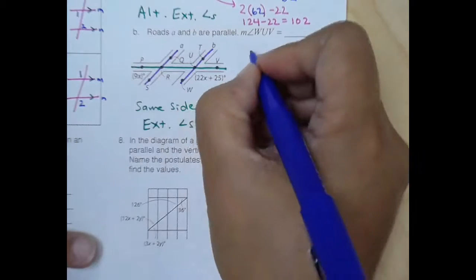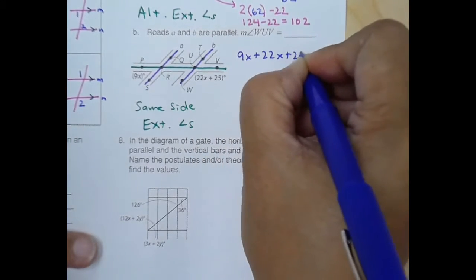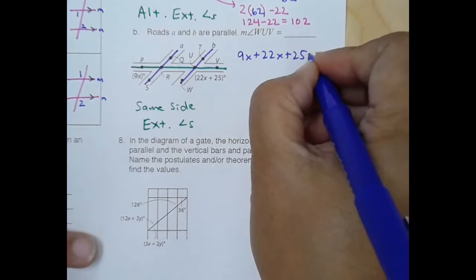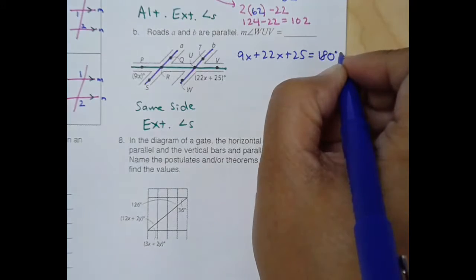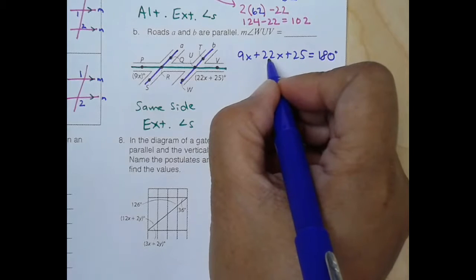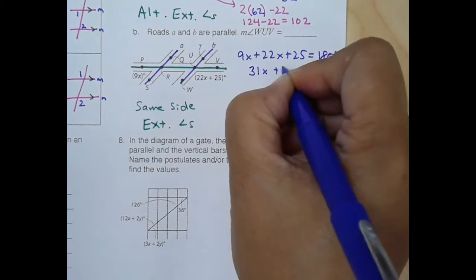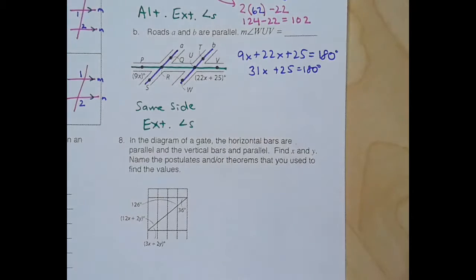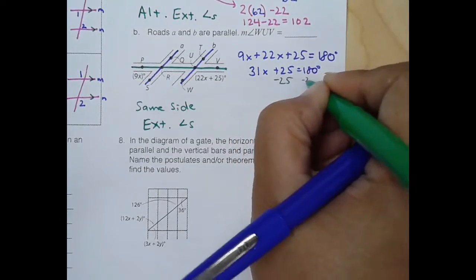So this 9x plus the 22x plus the 25, so that's the 9x, 22x plus 25, that all should equal 180 degrees. They're supplementary. All right, let's add this together. 9x and 22x are on the same side of the equal sign, so we're just adding like terms. That gets you 31x. Okay, let's go ahead and get that x by itself. So I'm going to subtract the 25.